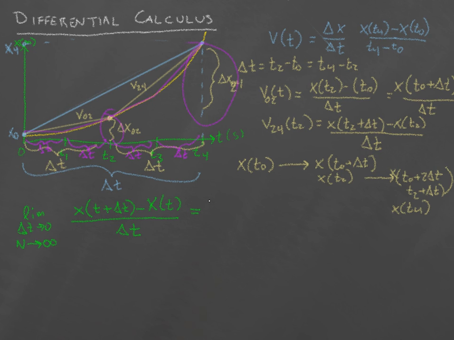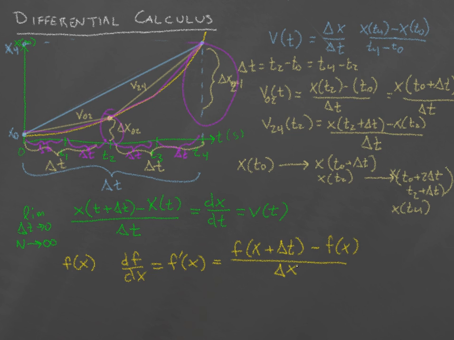This is the definition of the derivative of x with respect to t, which is the velocity. This is our definition of a derivative. So in general, for some function f of x, the derivative of f with respect to x, which we'll also sometimes write as f prime of x, is equal to f of x plus delta x minus f of x, all over delta x, and the limit is delta x goes to 0. This is our definition, and this is what a derivative is mathematically.